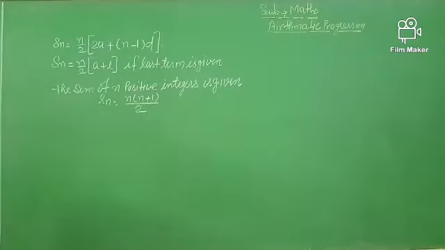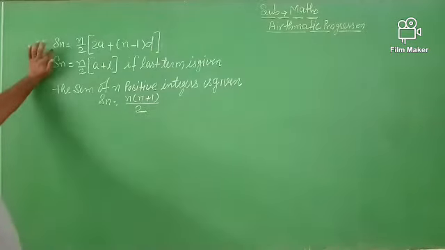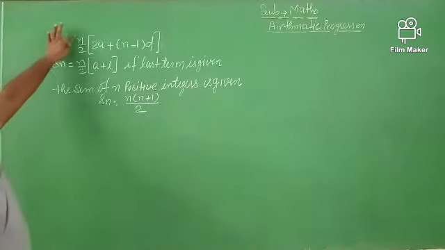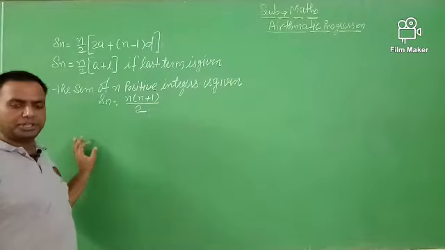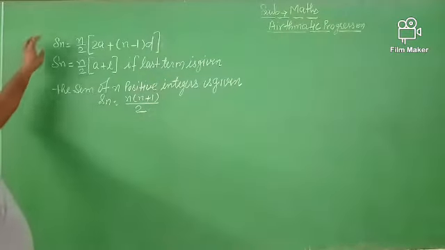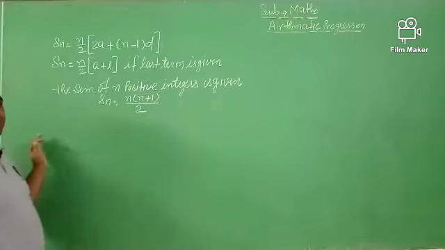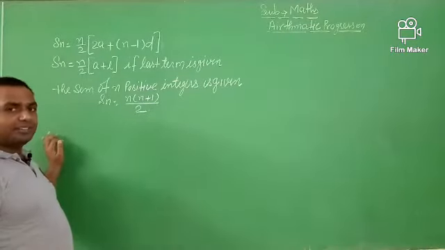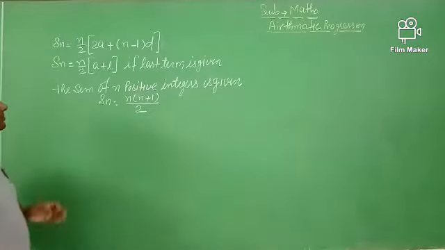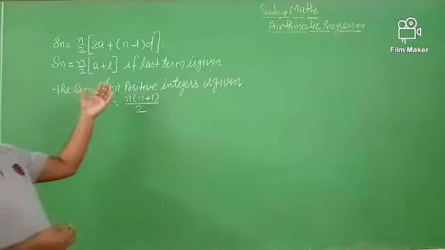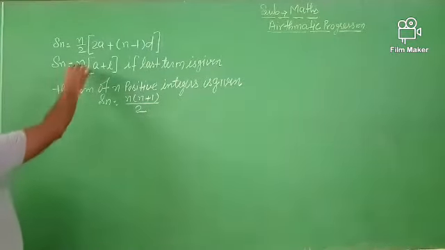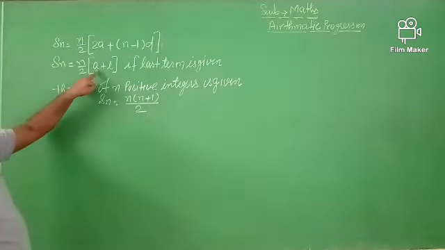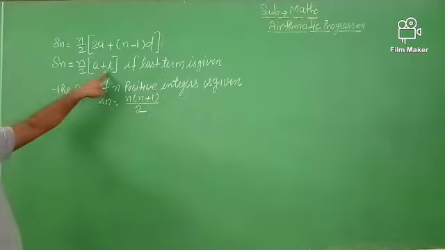If the number of terms is given, in that situation you apply the formula Sn is equal to n by 2 [2a plus (n minus 1) into d]. This is the formula. If n, a and d are given, then you find the sum of the n terms of an arithmetic progression. Suppose the last term is given, then you can apply this formula: Sn is equal to n by 2 [a plus l], where l is the last term.